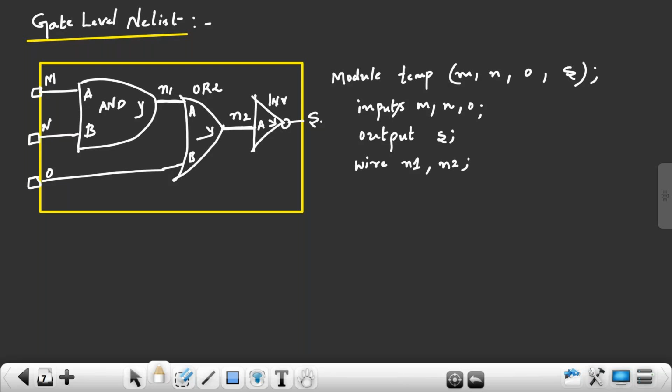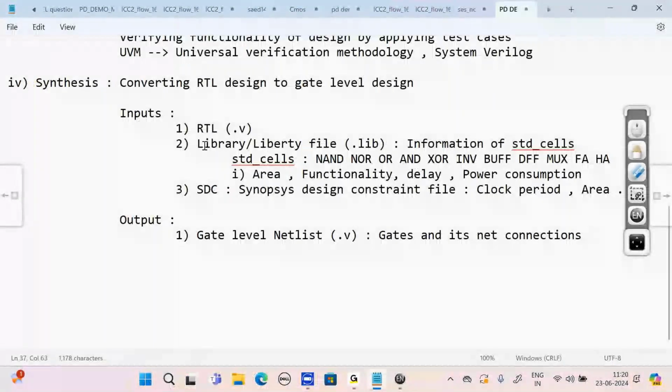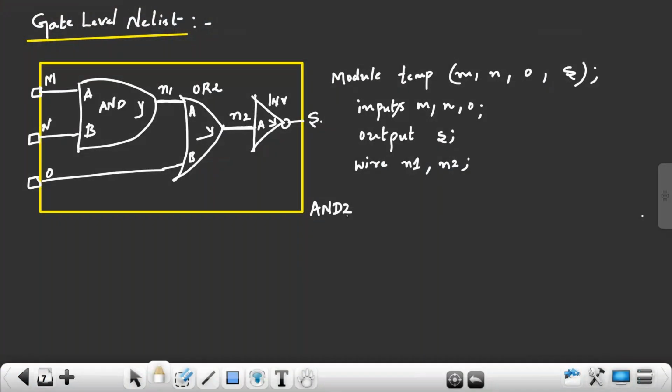So now first I'll describe this AND gate. So this AND gate name is AND2 in my library file. This name is present in which file? This library file. So what is the name of the gate? AND2. Why this 2? 2 indicate it is what? It is a 2 input AND gate. So my synthesis tool will give one instance name. This U1 is called as what? Instance name.